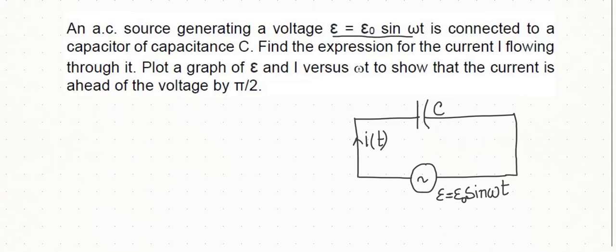The question is: an AC source generating the voltage E equal to E0 sine omega t is connected to a capacitor of capacitance C. Find the expression of the current I flowing through it. Plot a graph of E and I versus omega t to show the current is ahead of the voltage by pi by 2.